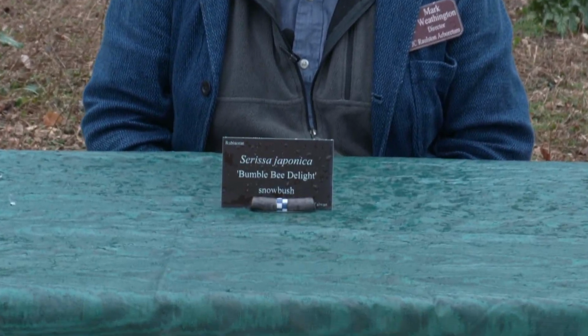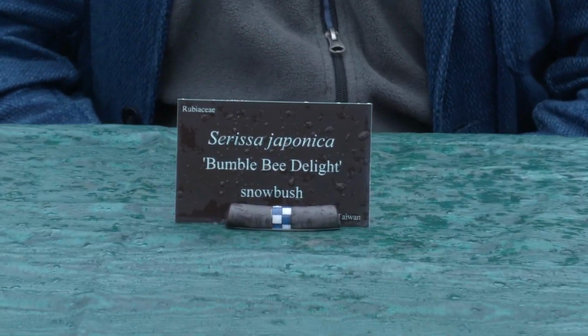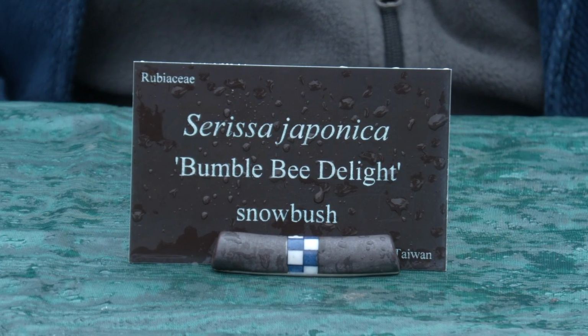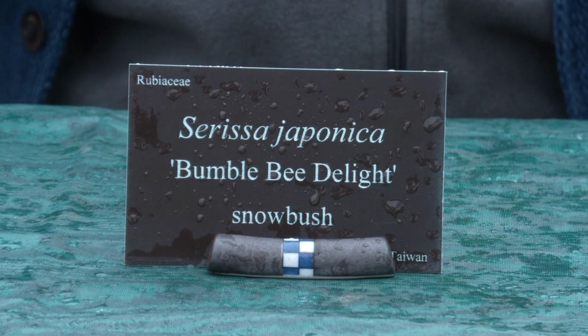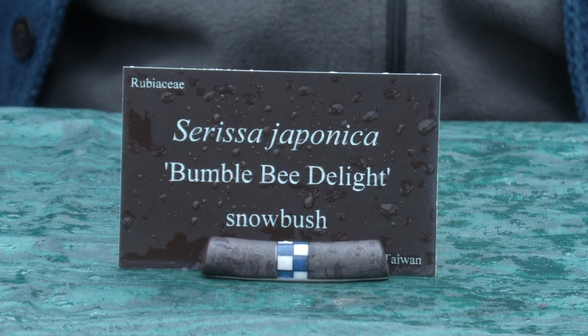So while there are showier ones like Serissa japonica 'Apple Blossom' and Serissa japonica 'White Swan', we put the cultivar name 'Bumblebee Delight' on this one. That was former garden manager Doug Ruhren's name for it. We like that. And we put it in single quotes. And really anybody can name a cultivar. It is just a cultivated variety, cultivar.